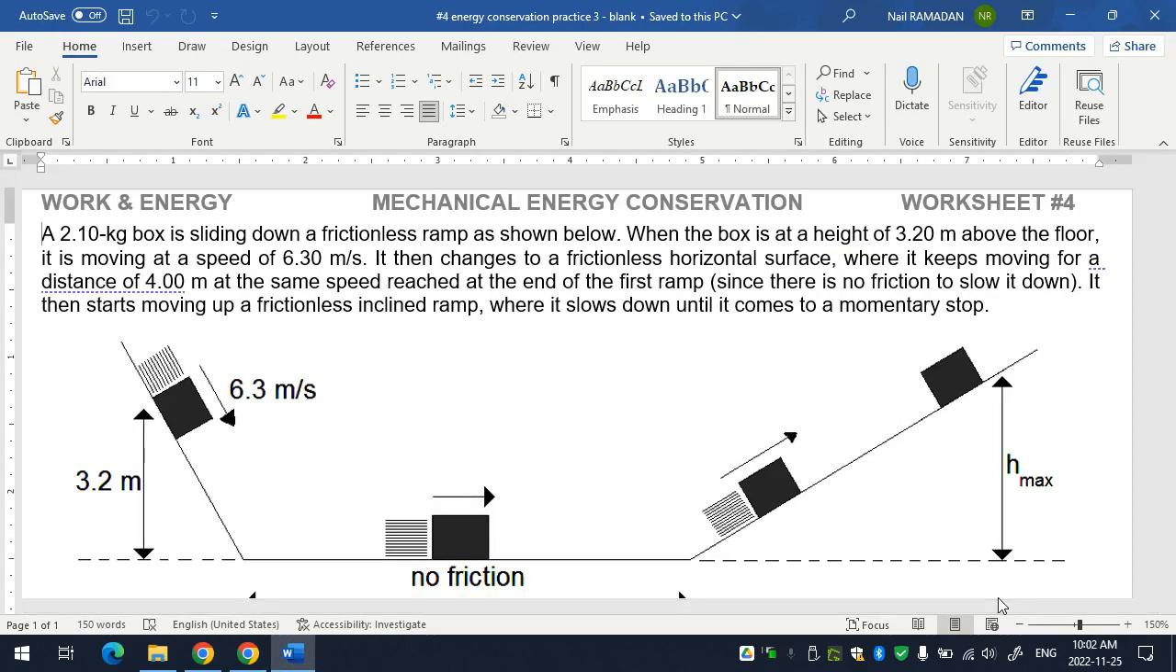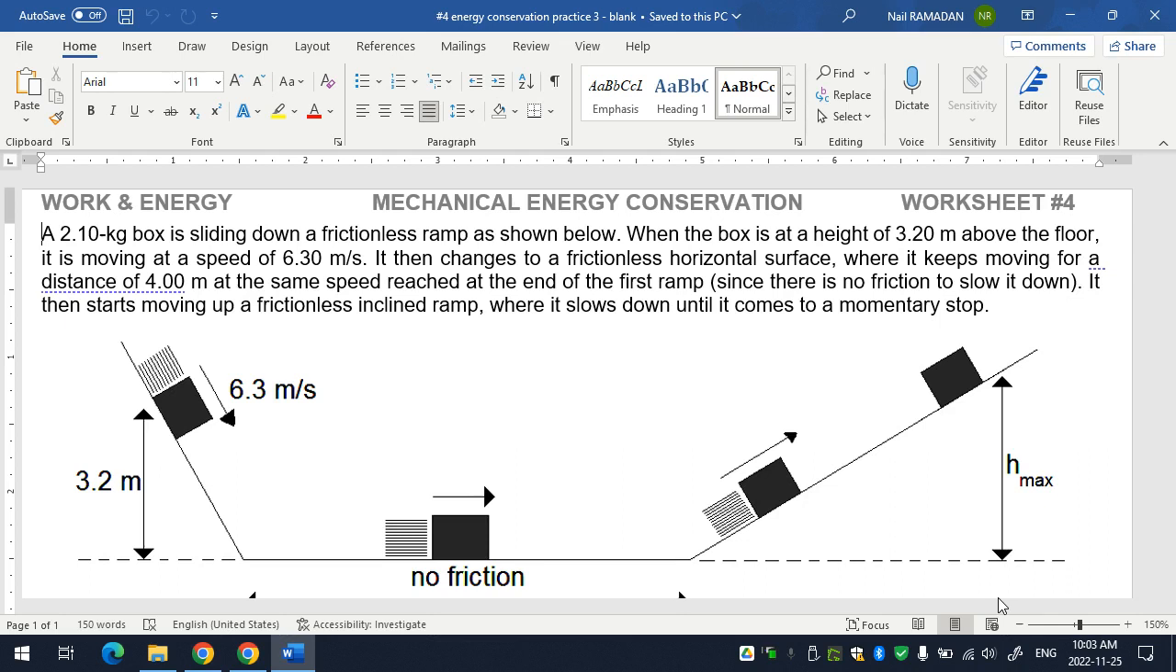Okay, so let's look at this. So we have a mass or a block. Do we know the mass of the block? How much? 2.10 kilograms. Okay. Is sliding down a frictionless ramp as shown below. You might say you didn't give us ramps before. You're right. I didn't. Exactly. I gave you a slide which is the exact same geometry, kind of a ramp. Okay, so frictionless ramp as shown below.